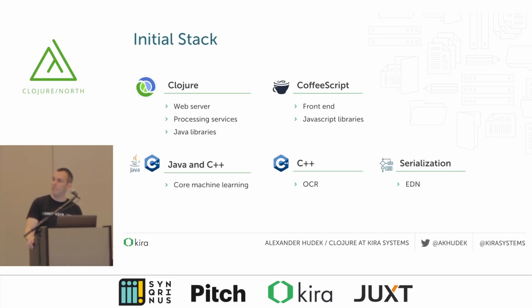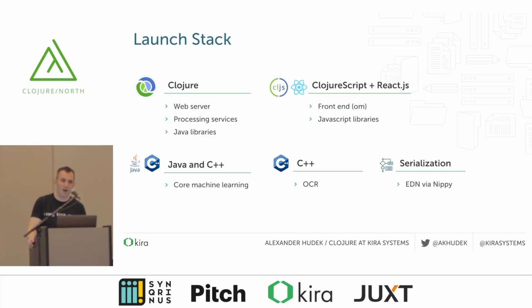So the initial stack when we were starting to prototype stuff and building the product looked like this. We had Clojure for the web server and the data processing, pre-processing. We used a bunch of Java libraries for various things. The front end was in CoffeeScript, which was interesting. ClojureScript wasn't really a thing at the time, or it was just starting out rather. And of course, as I mentioned, we used Java and C, OCR. OCR is just in C, and we used EDN for serialization because why not?